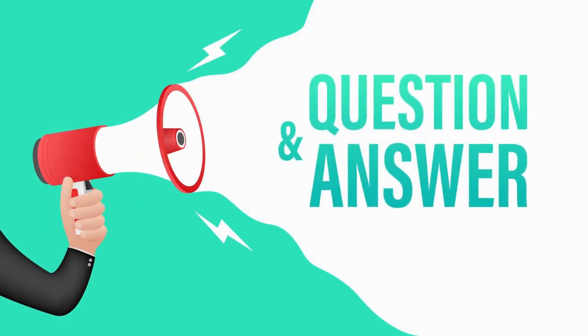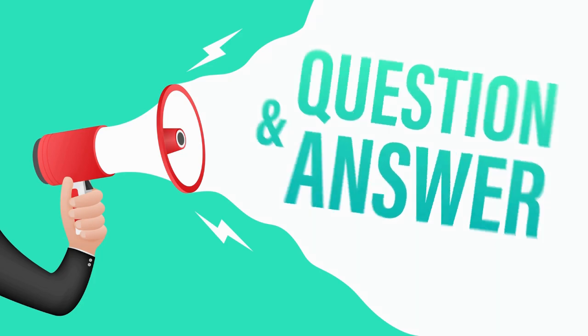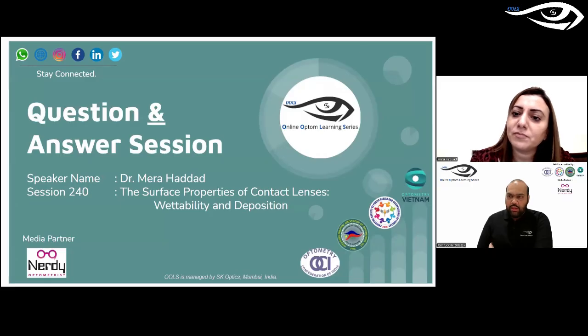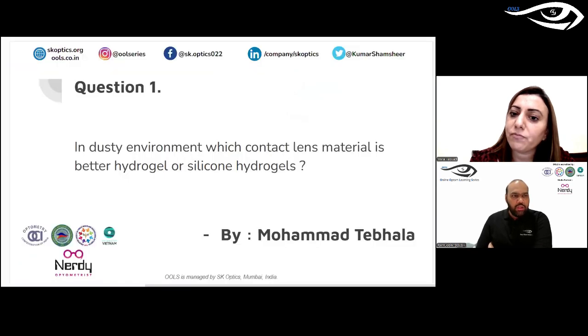The first question, Dr. Mera, was just asking about, we did talk about the properties of different lens materials, specifically for soft lenses. We talked about hydrogels versus silicone hydrogel material. So any recommendation of choosing lens material with respect to environment? In this case, particularly a dusty environment, but if you'd like to add on, how would we choose material based on the environment where the patient wants to wear their lenses?